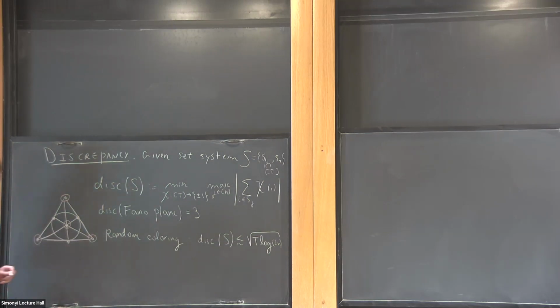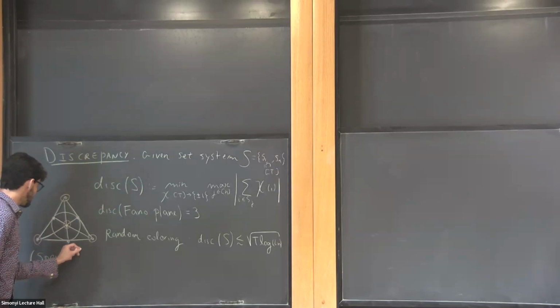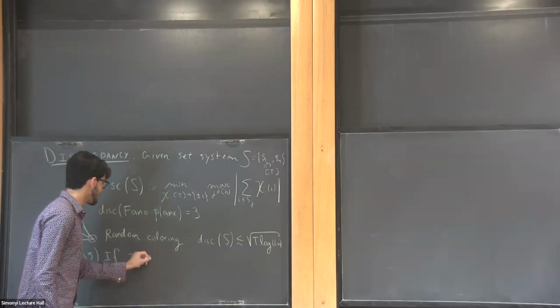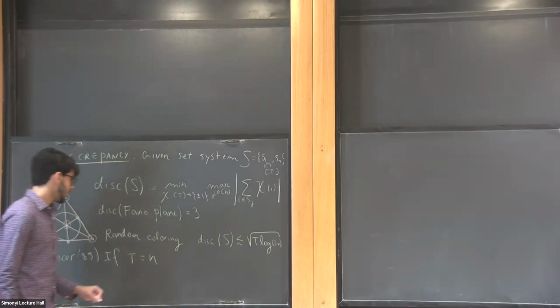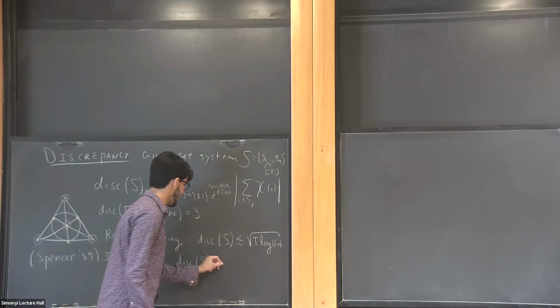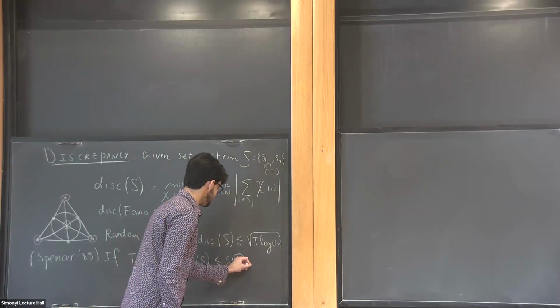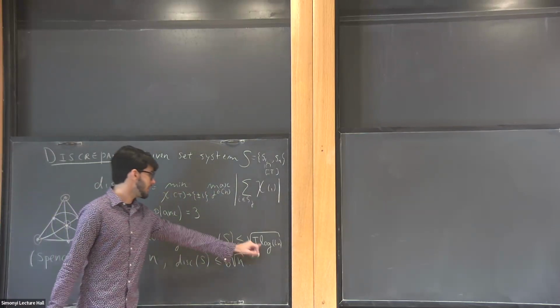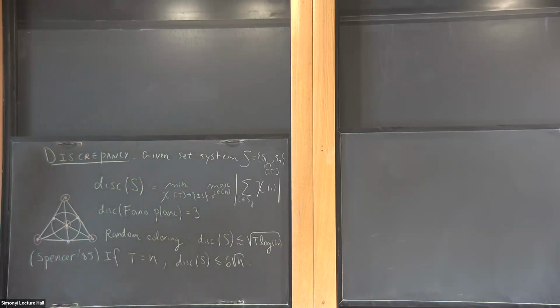There's a theorem of Spencer that kind of started off this field. Maybe started off is not accurate, but it's a cornerstone of this field. It says that if the set system has as many elements as sets, then the discrepancy can be bounded by 6 times square root n. So it improves upon the trivial random coloring by a factor of square root log n.